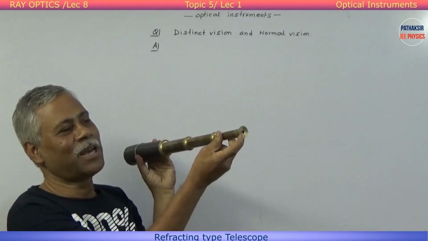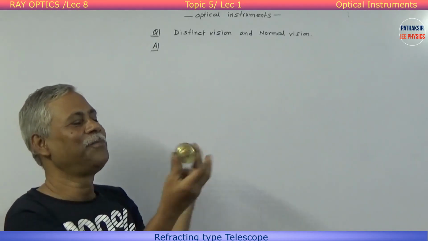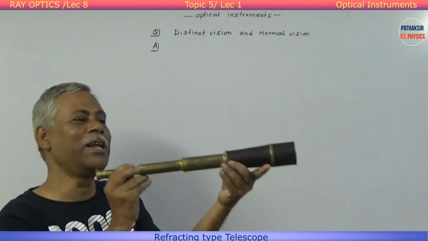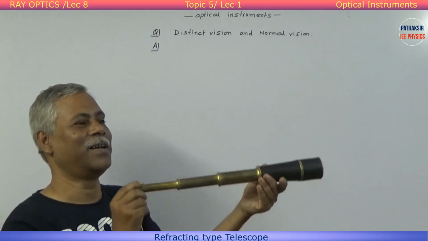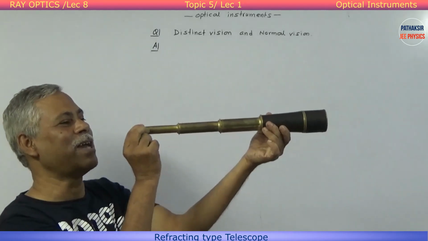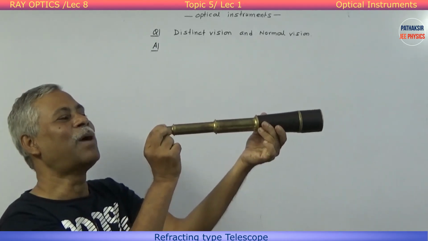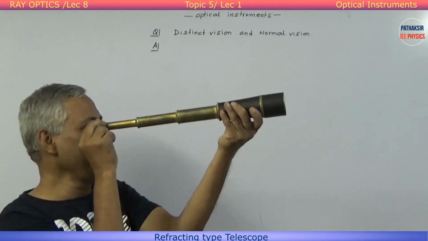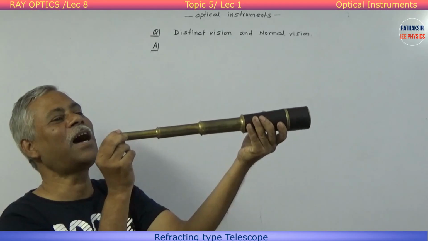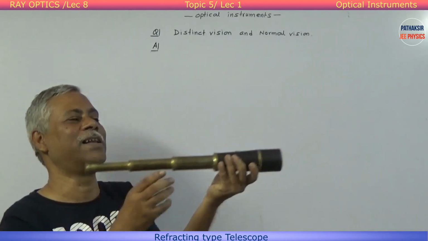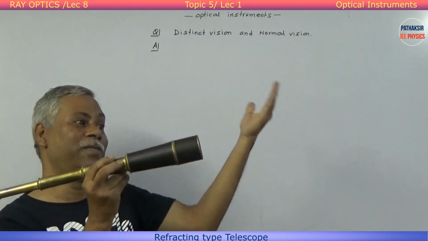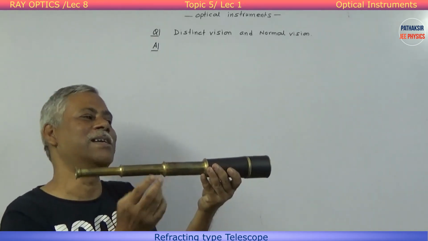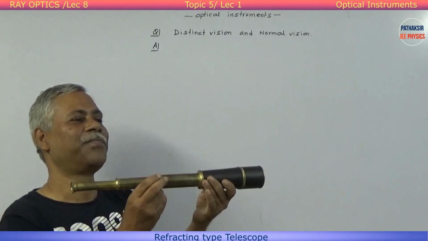You can see the aperture of the eyepiece lens is extremely small, and the objective is quite big. What I will now discuss is moving the eyepiece only. See, I am moving the eyepiece only; this objective is fixed. By moving the eyepiece, you can make the final image form at infinity, or you can make the final image form at the least distance of distinct vision.